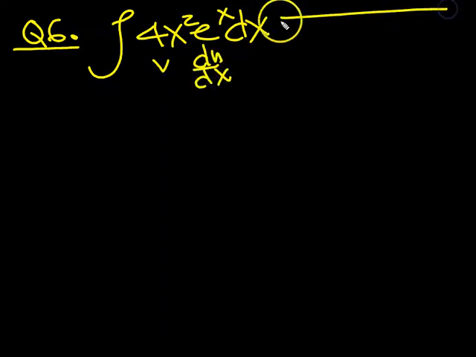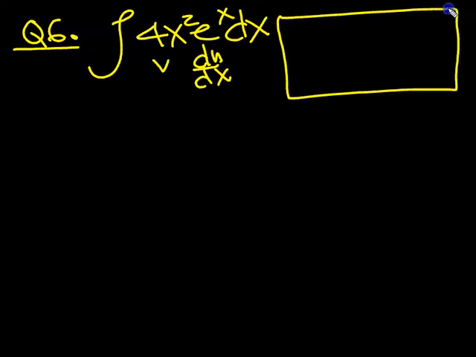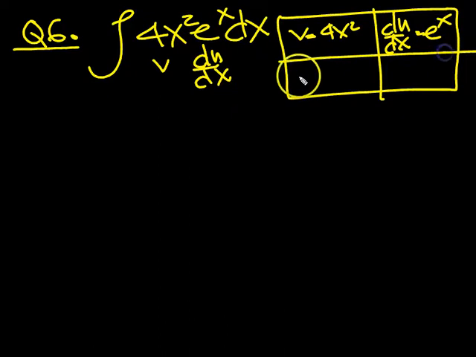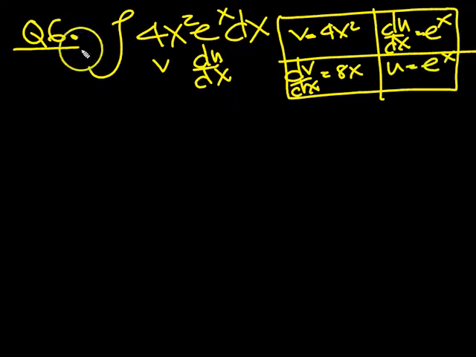Let's draw our grid. And v is equal to 4x squared. And then du dx is equal to e to the x, isn't it? So dv dx will equal 8x and du will equal e to the x. Okay, that's everything we need. Let's let that be I.